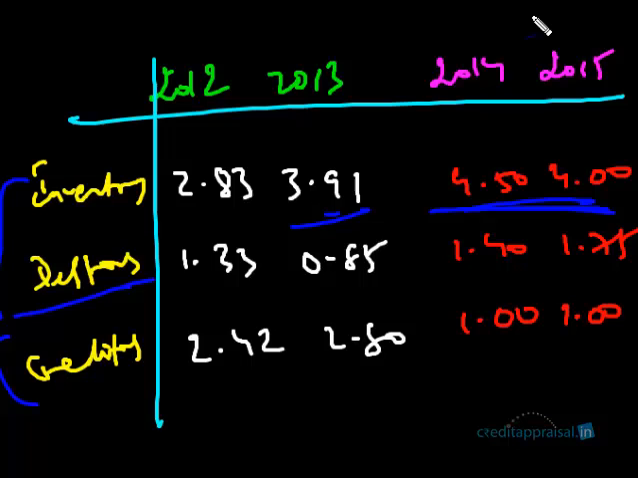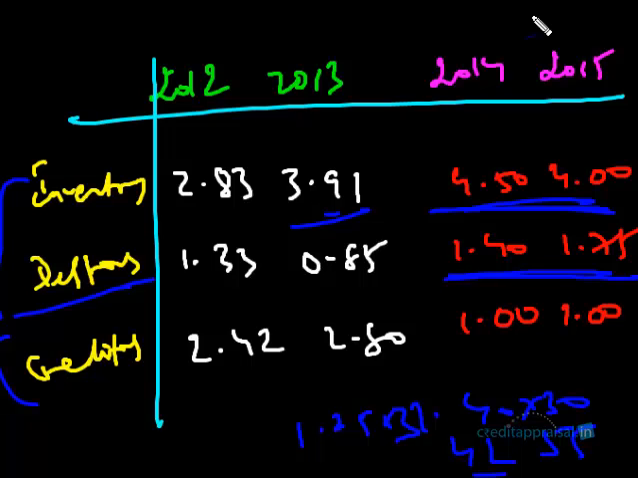What about debtors? The company is projecting debtors of 1.4 to 1.75 months. If you look at it in terms of days, 1.4 into 30 will be 42 days, and 1.75 into 30 is around 55 days. So around 40 to 50 days the company is trying to project. So actually the debtors period as on 31/3/2013 is only 0.85 months. That is less than 30 days, less than 1 month.